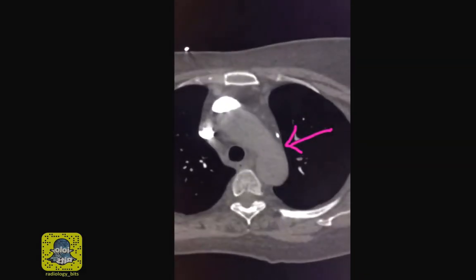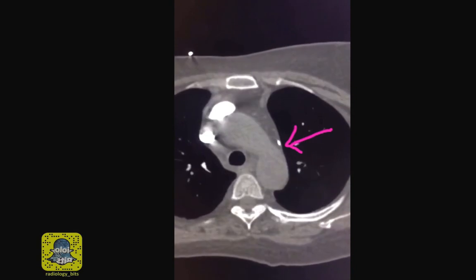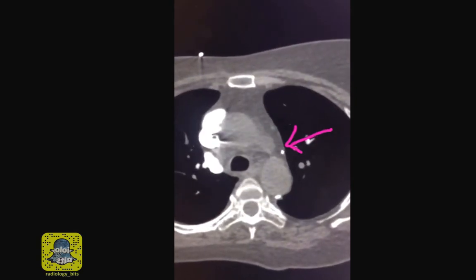Before I finish the case, a reminder: what do you think this structure is? Answer on any of our social media platforms.